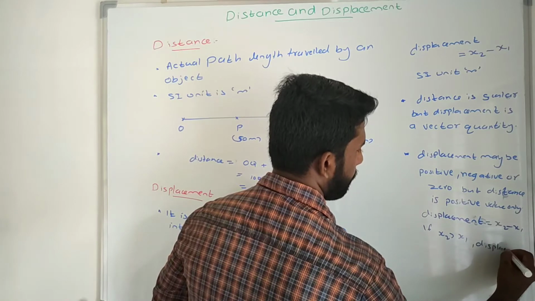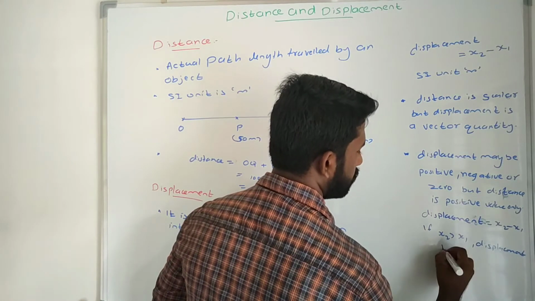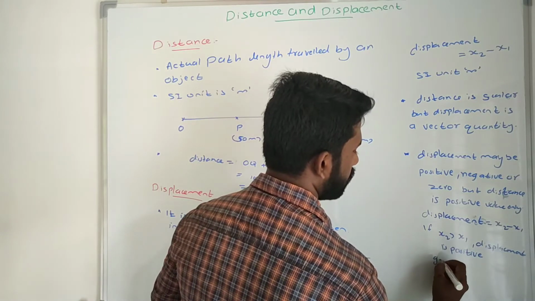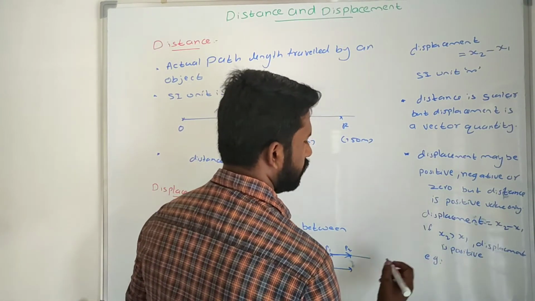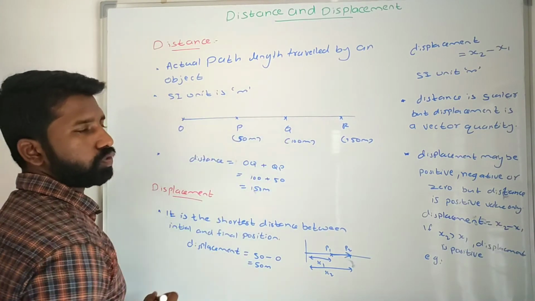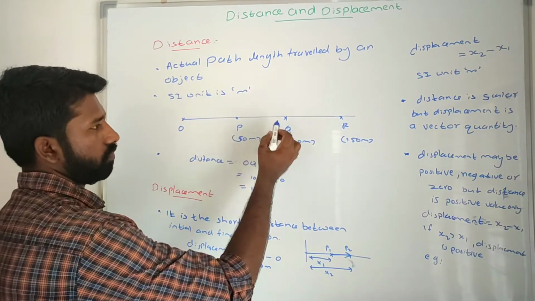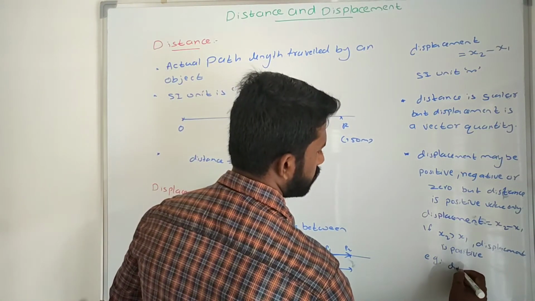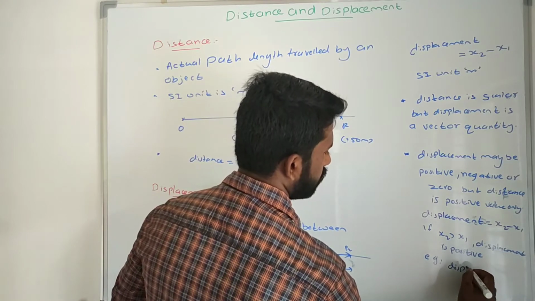Displacement is positive. Take an example: an object moves from initial position P to Q. What is the displacement you will get?